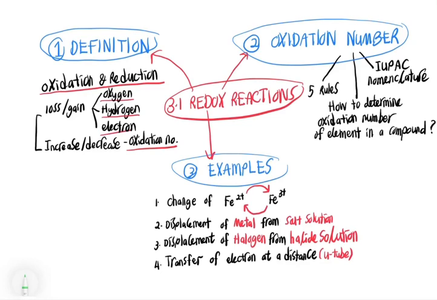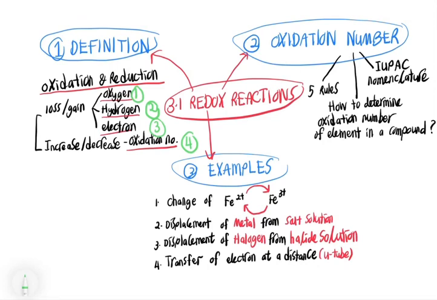Under definition, oxidation and reduction in terms of oxygen will be the first definition. In terms of loss or gain of hydrogen, that will be the second definition. Loss or gain of electron will be the third definition. And definition based on increase or decrease of oxidation number will be the fourth definition. In this video today, I will focus on the first 3 definitions of oxidation and reduction, based on loss or gain of oxygen, hydrogen, and transfer of electron.